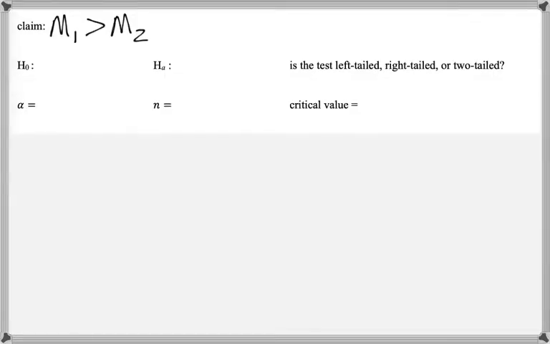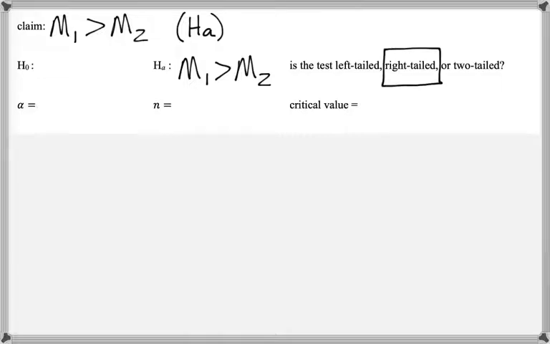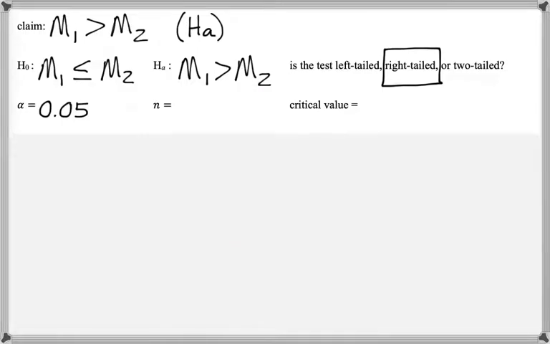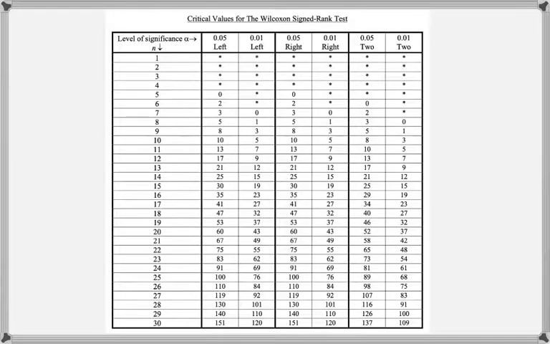The claim is that the first median is greater than the second median, and this is the alternative hypothesis. So this is a right-tailed test, and the null hypothesis says that the first median is less than or equal to the second median. Alpha is 0.05. N is the number of non-zero differences. And because none of the differences were 0, N is just 14. To find the critical value, let's look at the table. The critical value is going to be 25.